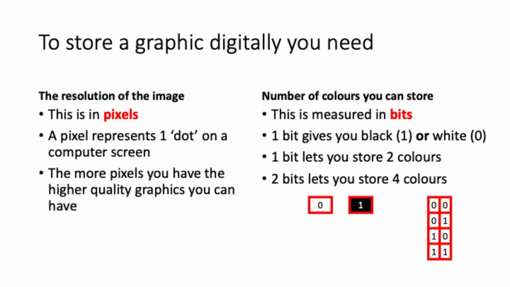The number of colours is measured in bits. One bit gives you black or white. One bit lets you store two colours, so 2 to the power of 1. 2 bits let you store 4 colours, 2 to the power of 2.